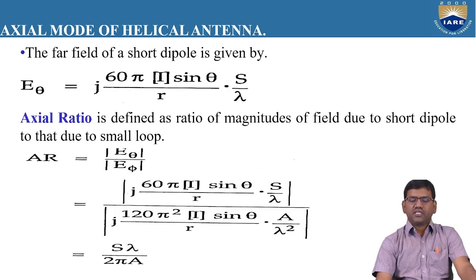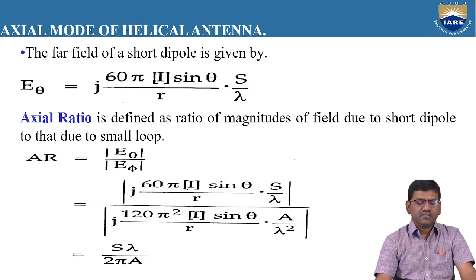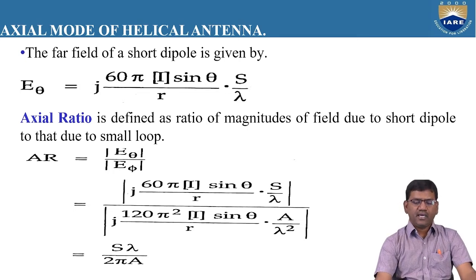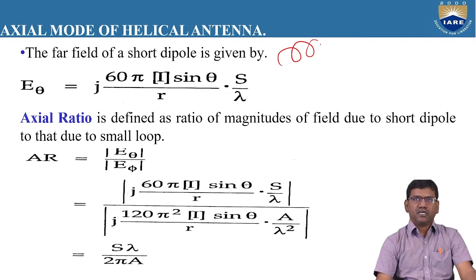The far field of a short dipole is given by E theta is equal to J into 60 pi I sin theta by R into S by lambda. A helical antenna in the normal mode is a combination of short dipoles and small loops, right? So the far field of a short dipole is given by E theta equal to J into 60 pi I into sin theta by R.